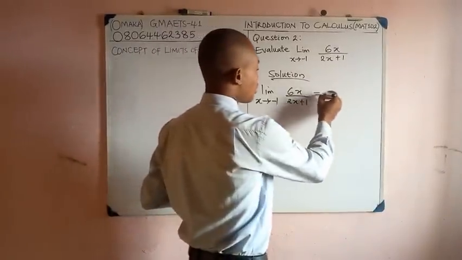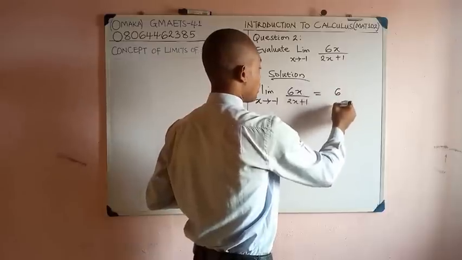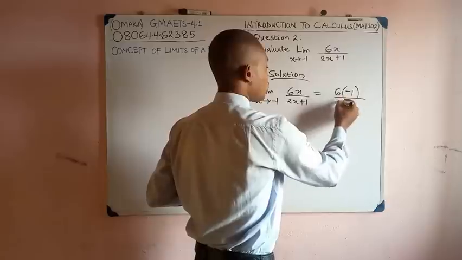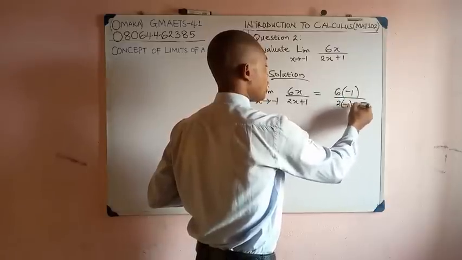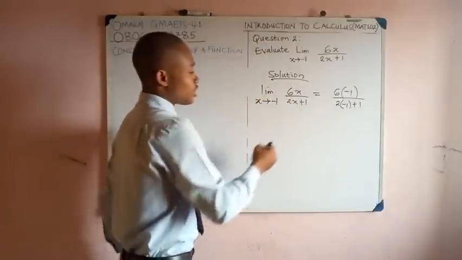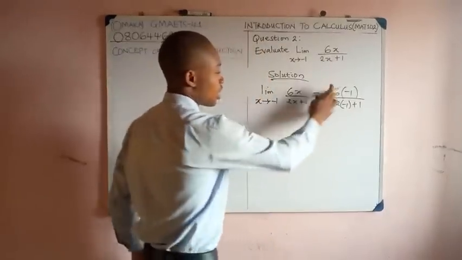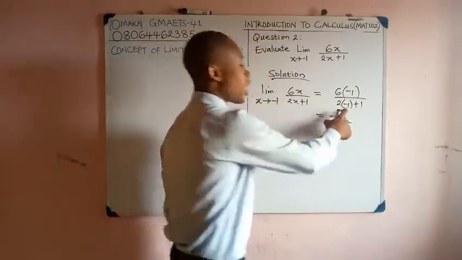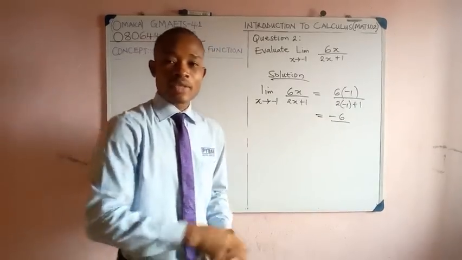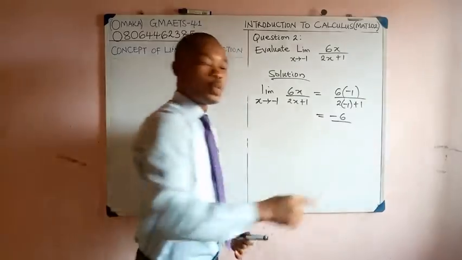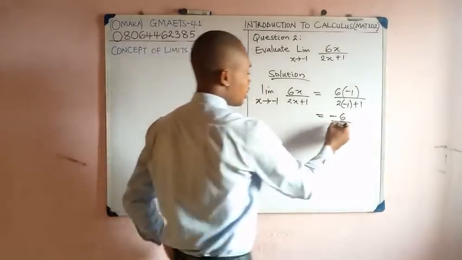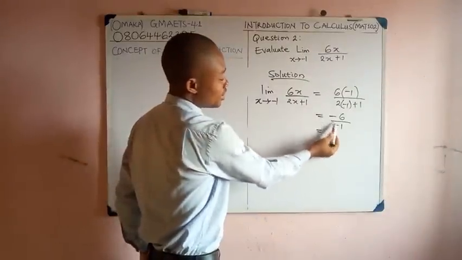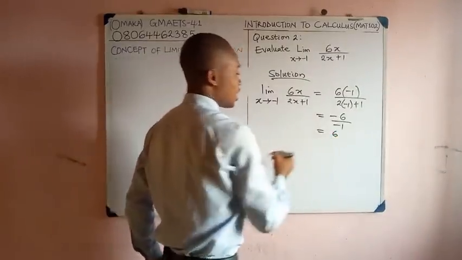So this is going to give us 6 bracket minus 1, then divided by 2 times minus 1 plus 1. Okay, so let us solve this out and see. 6 times minus 1 will give us minus 6. 2 times minus 1 will give us minus 2. Minus 2 plus this one will give us what? Minus 1. So this is minus 1. And then if you divide through, you see that this negative will cancel out until we get 6.